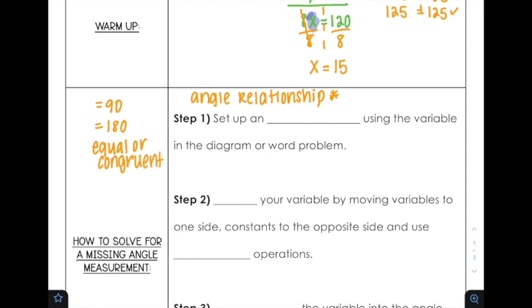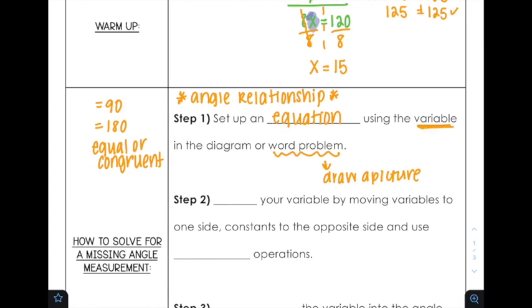So a couple of angles, two or more angles, that are going to add to 90, two or more angles that are going to add to 180, or angles that are equal to each other are congruent. This way you know how to set up your equation. Knowing your angle relationship, you can set up an equation using the variable in the diagram or the word problem. And even if you have a word problem, I would always draw a picture so you can visually see what you're looking at.